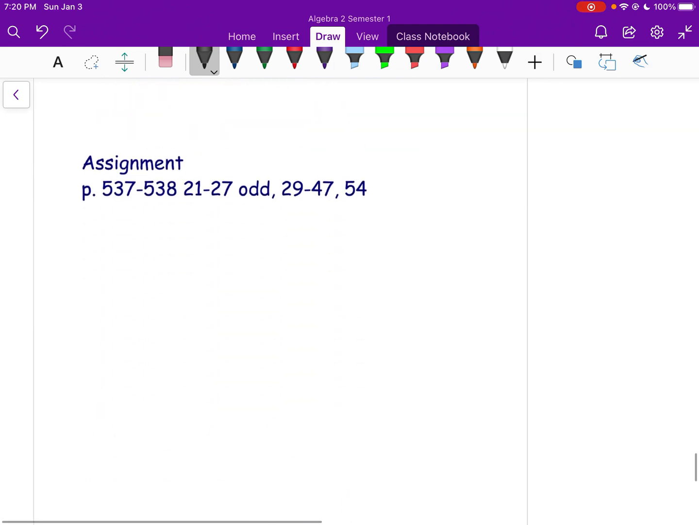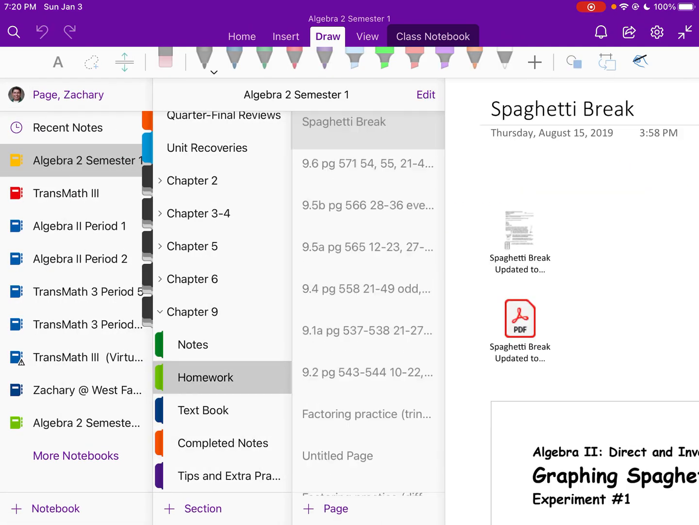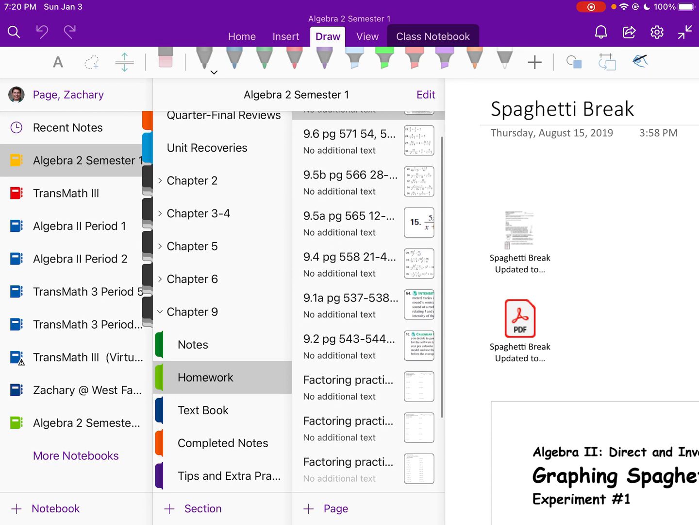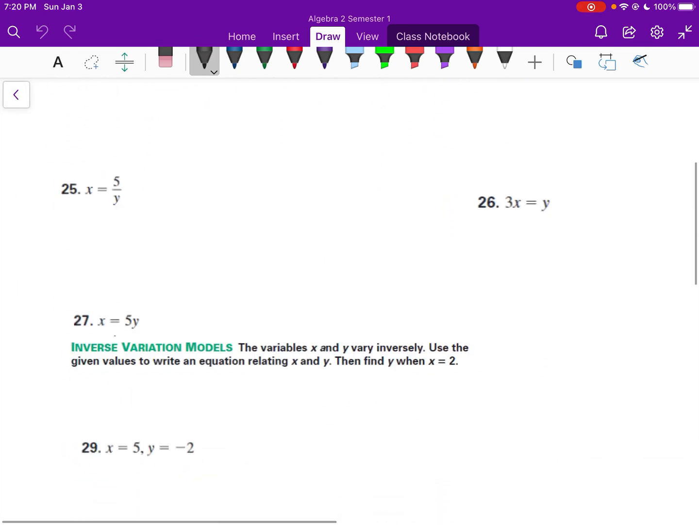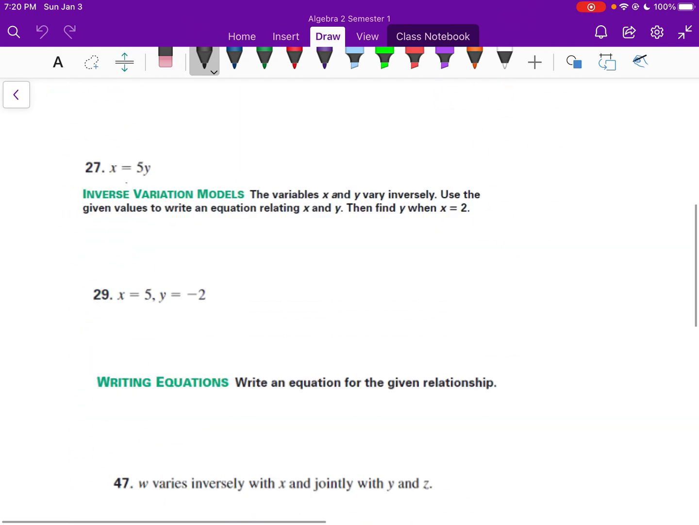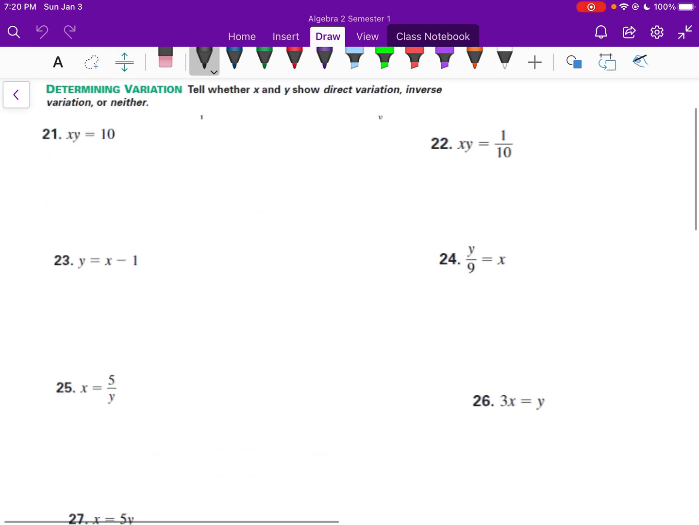All right, so your assignment is a book assignment. It will be labeled as 9.1 homework. This is what it will look like. Tell me what type of variation it is, and then find those equations given specific values.